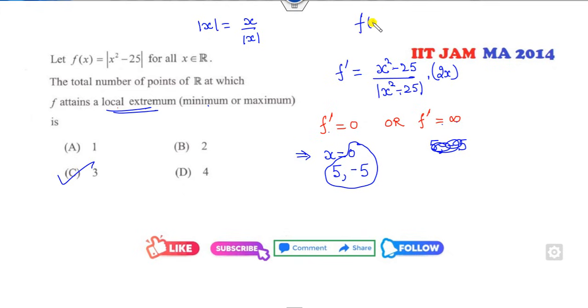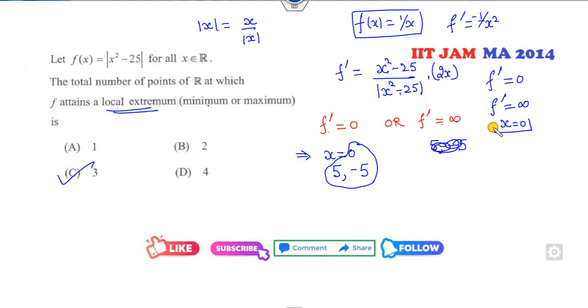If I say the function is 1 over x, for example, what is the critical point? You can find the derivative is minus 1 over x square. Clearly, f dash equal to 0 is not possible. At which point is it infinity? x is 0. So 0 is the critical point of this example.